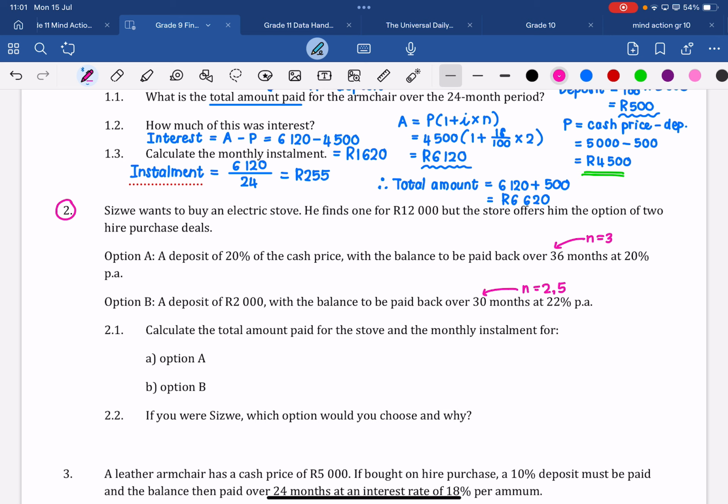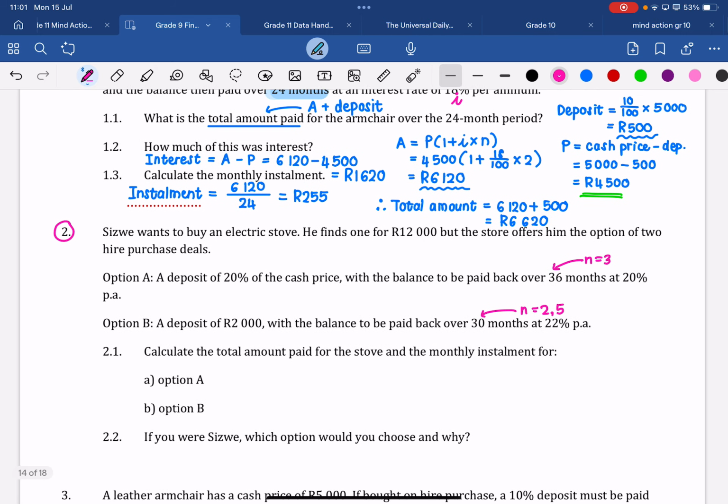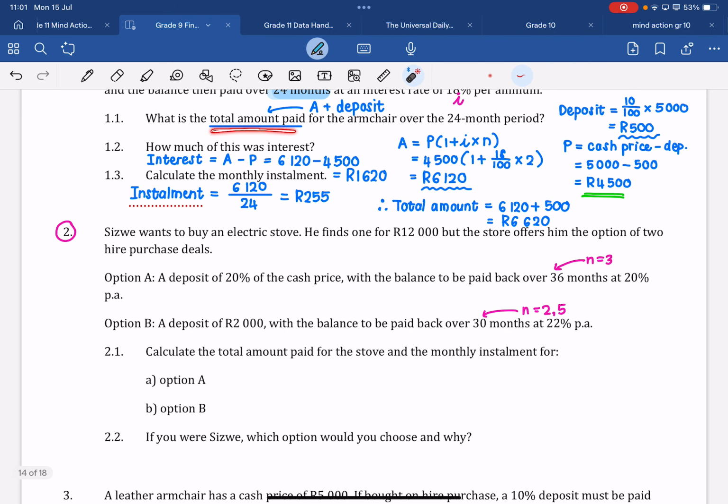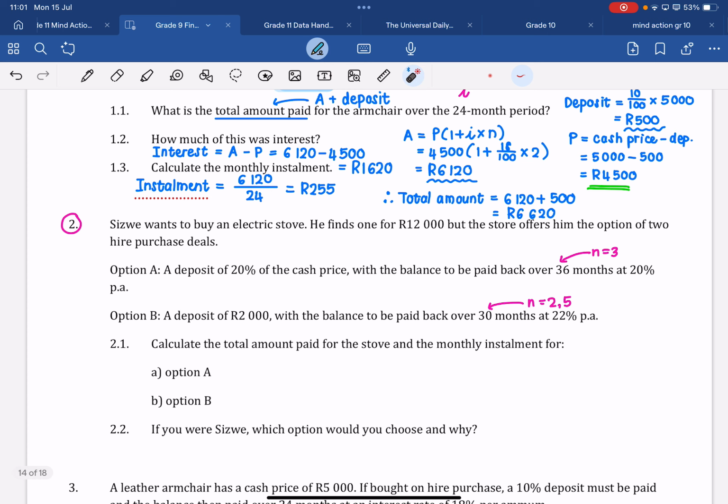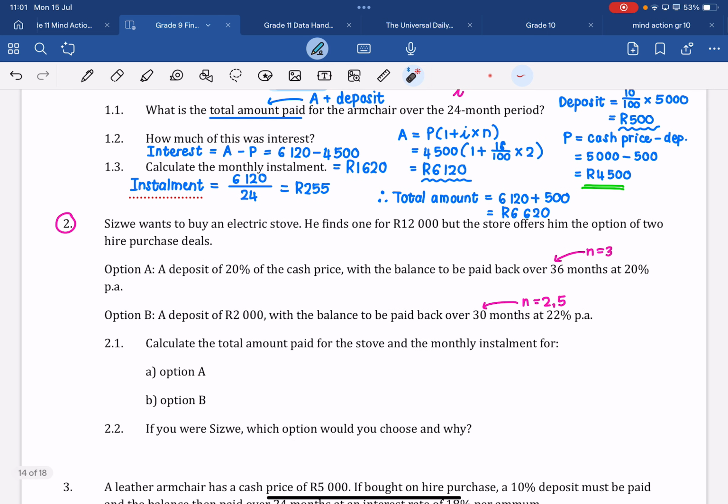For 2.1, calculate the total amount paid for the stove. That's the same as 1.1, right? Calculate the total amount paid. Okay, there we go. What is the total amount paid for the armchair? That's what they asked in 1.1, right? In 2.1, they're now asking for the same thing. Total amount paid for the stove and the monthly installment. Okay, so you have to do both of those calculations.